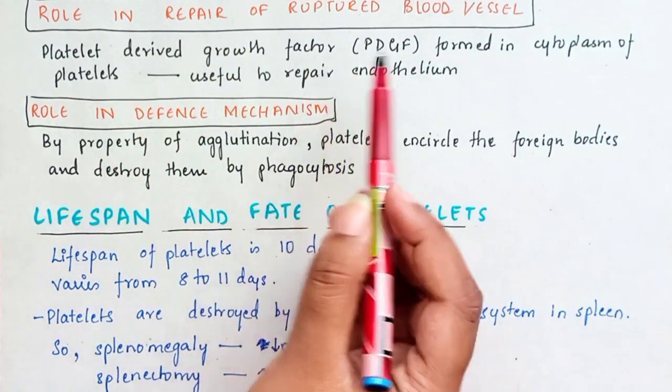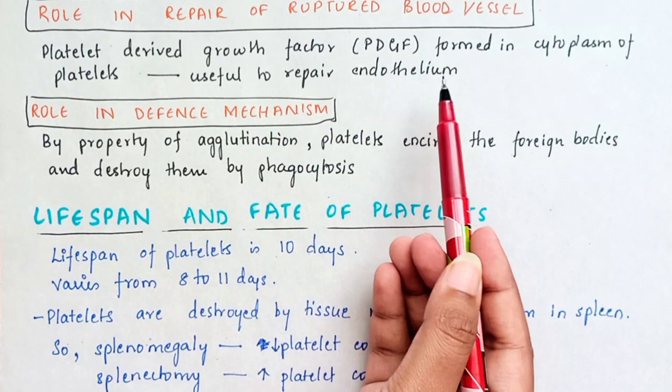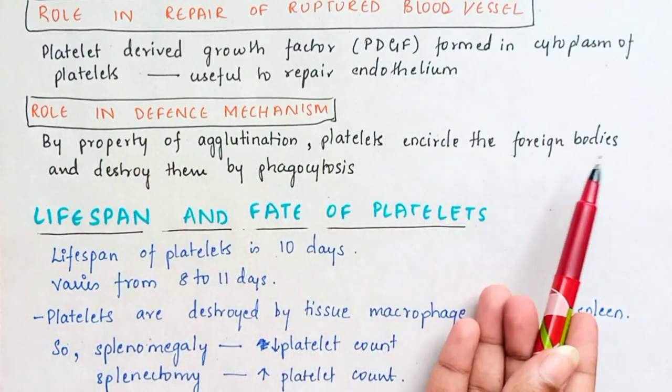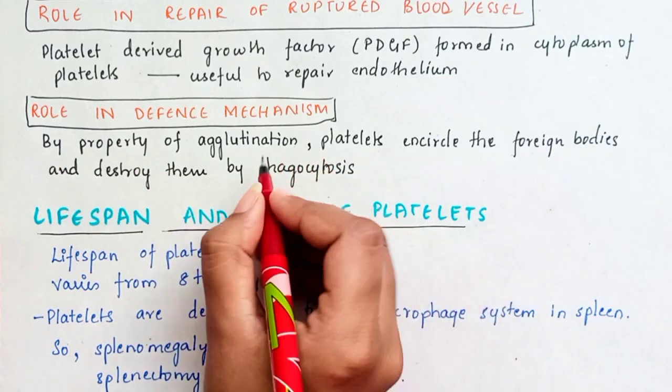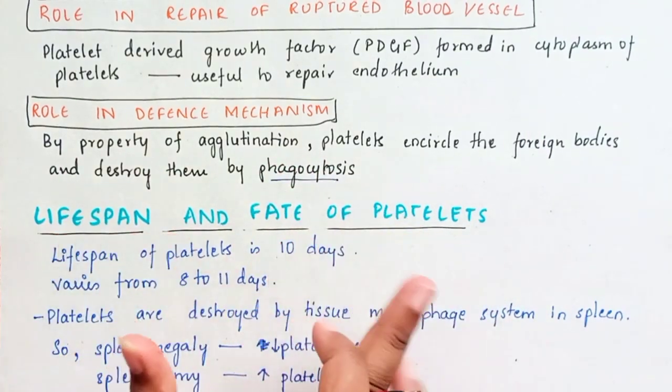Role in repair of ruptured blood vessels. Platelet derived growth factor formed in the cytoplasm of platelets is useful to repair the endothelium. And in the defense mechanism, by agglutination, platelets encircle the foreign bodies and destroy them by phagocytosis.